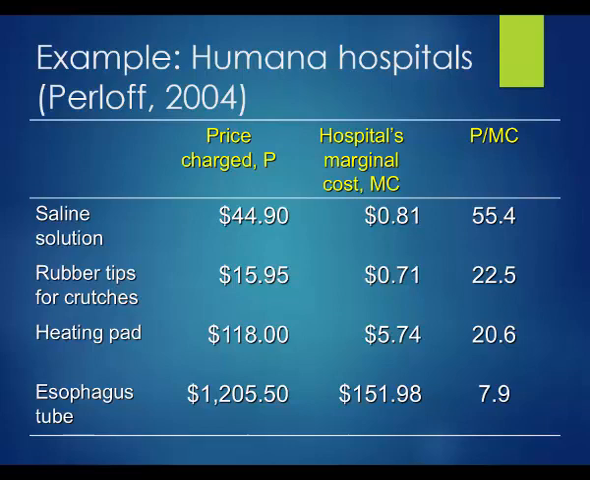An esophagus tube, I have no idea what that's used for, but it's going to cost you $1,200, or rather your insurance company $1,200. But the marginal cost to the hospital is $150, and there's a pretty hefty markup on those things. Why? Because the market power is there and the demand's very inelastic.